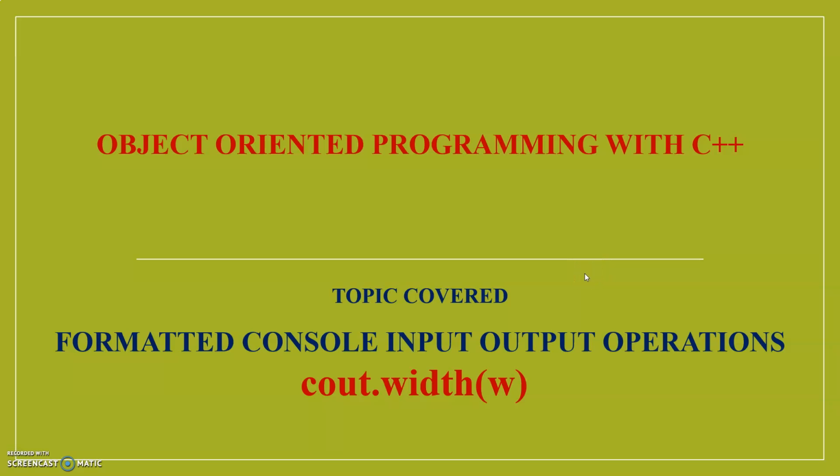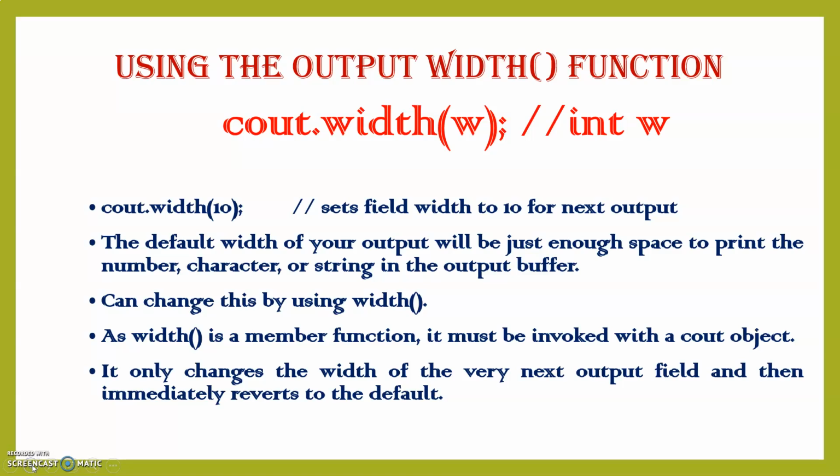So welcome friends to this next video related to object oriented programming with C++. In this video we will be covering the formatted console input output operations and one member function that is related to ios classes, which is width, which is used to set the width of the next output which is to be shown on the screen. It is invoked by using cout, which is an object of output stream class. So we will be having the practical session related to this member function.